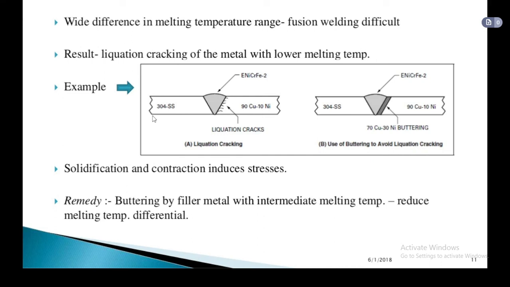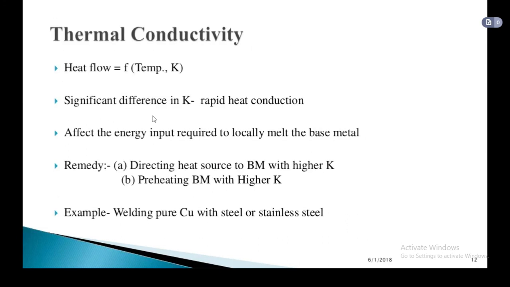Means suppose the melting point of one metal is 1000 degrees Celsius and the second material has a melting point of 1500 degrees Celsius, then a buttering material with a melting point in the range of 1200 to 1300 degrees Celsius will be applied. This is the use of the buttering material, and it plays an important role while welding. Generally, buttering material is a type of filler material having intermediate properties of the base materials. Thermal conductivity: the thermal conductivity of the two materials we are joining should be similar, means the gap between their thermal conductivities should be small.